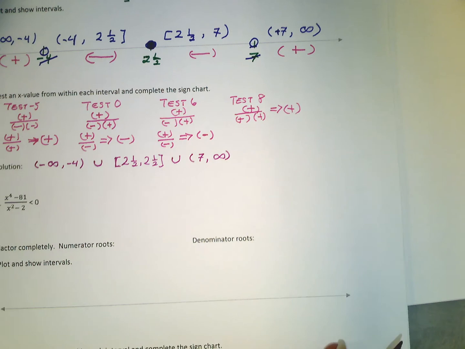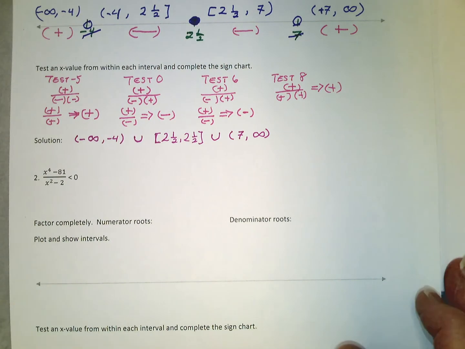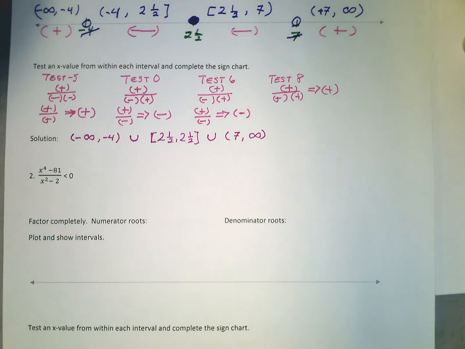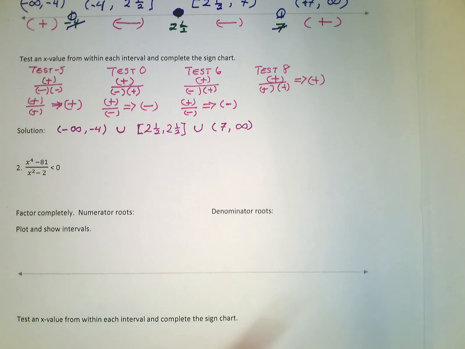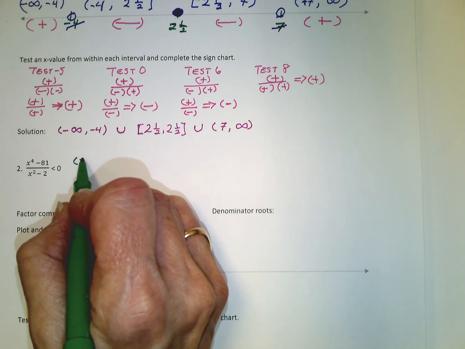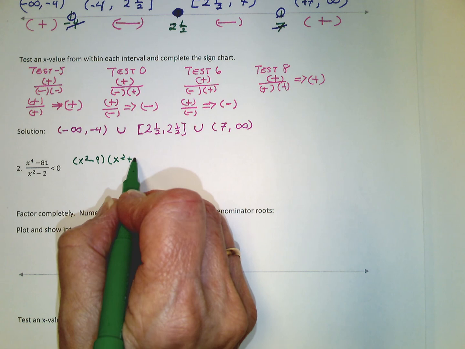The next problem was a little strange. It didn't start off looking that way, but it kind of ended up that way. So you know how to factor the numerator. We have the difference of two perfect squares. It's going to be x squared minus 9 times the quantity x squared plus 9.